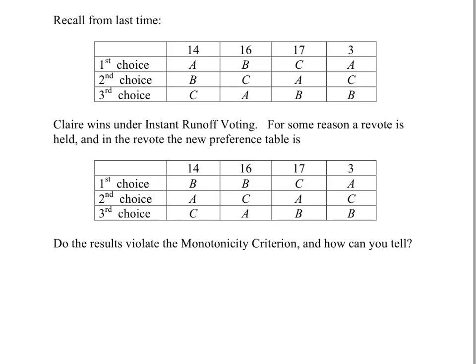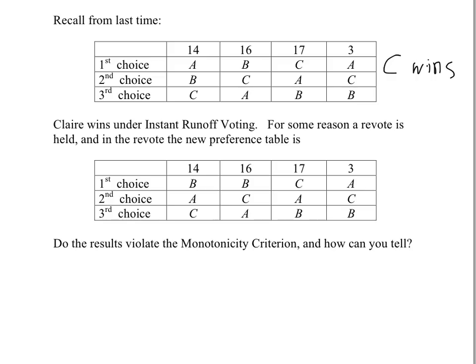Last time we were looking at an example of the monotonicity criterion possibly being violated and possibly not. We had an election in which the instant runoff voting method is applied. We found last time that Claire wins this election. And then we considered what would happen if there were a revote, in which some voters change their ballots.